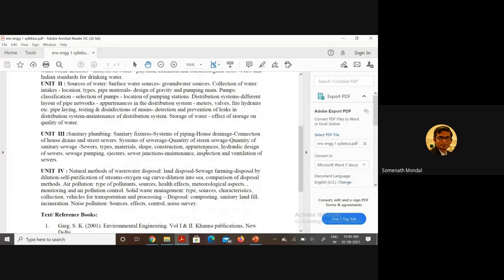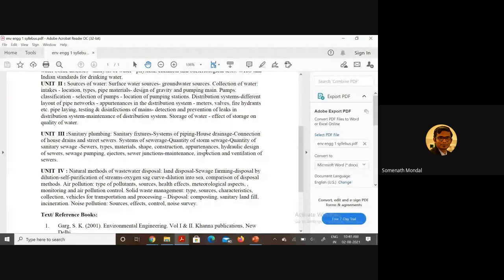Now unit 4, here we'll be talking mostly about disposal, so different types of disposal of the wastewater. And then we have the different types of pollution which we need to study as civil engineers. So let's say air pollution, this is another big aspect, and then several components of air pollution, types of pollutants, how they are going to affect health, and what is their relation with meteorological aspects. So those things we'll be talking about.